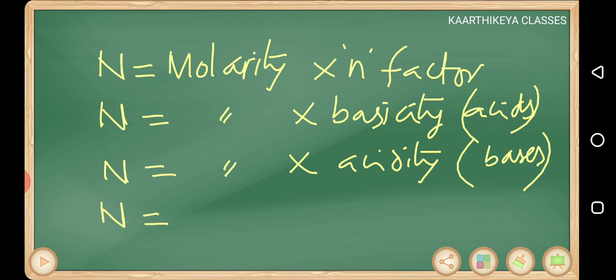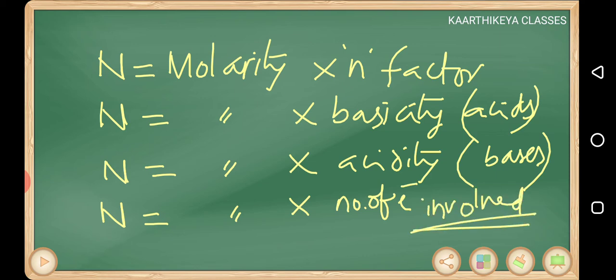Normality is equal to molarity into n factor. You can take here the charge, the complete charge of either cation or anion. Otherwise, the number of electrons involved in the oxidation case and reduction case. This kind of thing, number of electrons involved. We'll discuss particularly in one session how to calculate these things. I will give you just 2-3 simple examples.